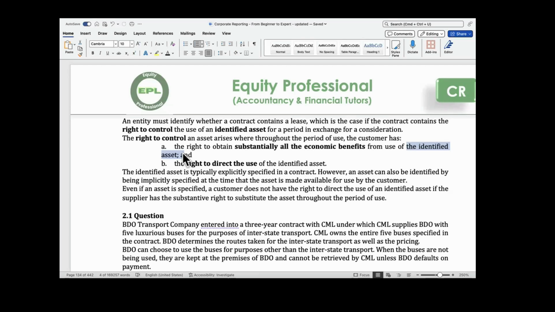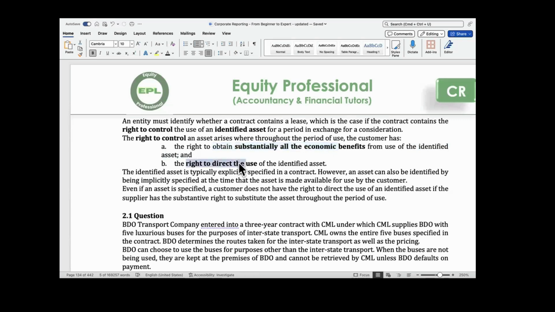When they say come and use any one of my assets, for there to be a lease, there has to be an identified asset. There has to be that singular asset that we can say this is the asset that you have the right to use, solely you. So for us to say that you have right to obtain substantially all economic benefits, it goes to show that you are the only one using that asset. None other but you. And when I say you, I mean the lessee.